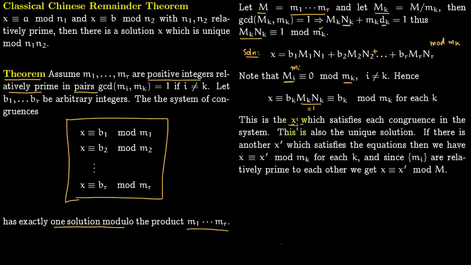And so this is the x. So you can say x is equal to bk modulo mk. So each such equation is satisfied. So x satisfies each such congruence in the system.